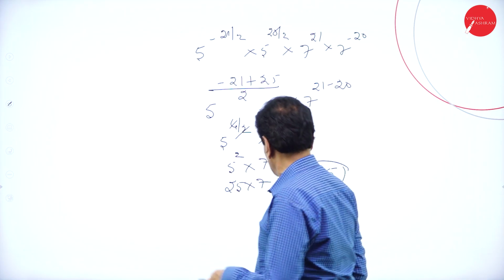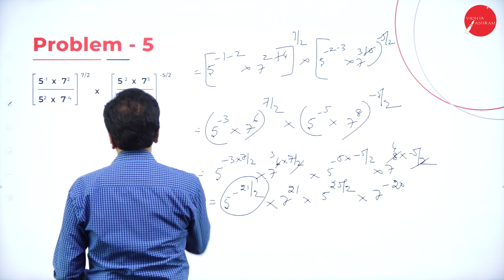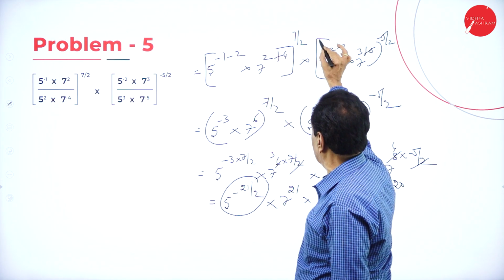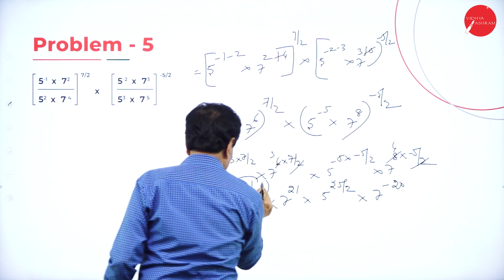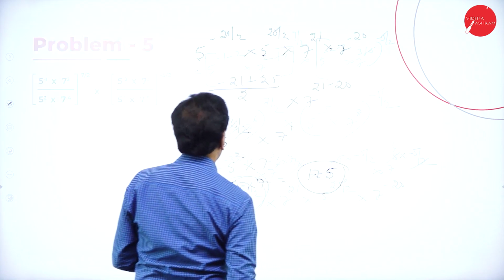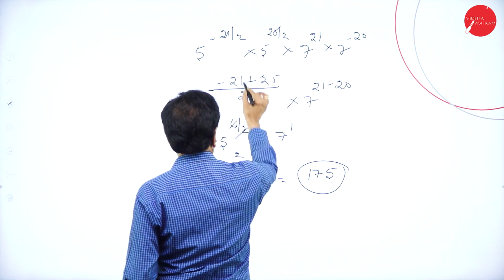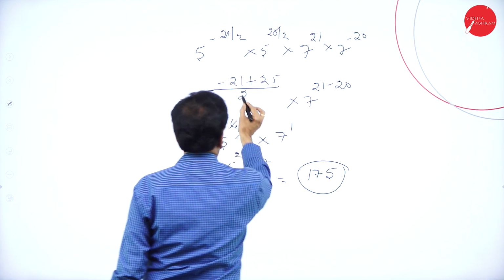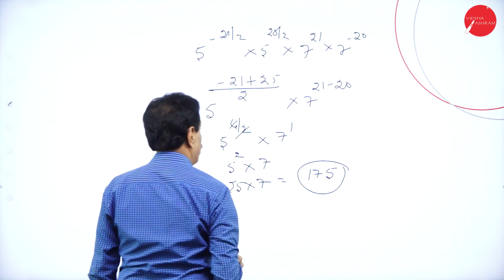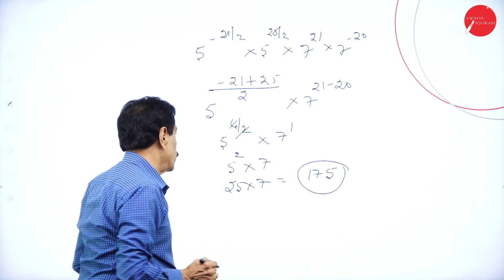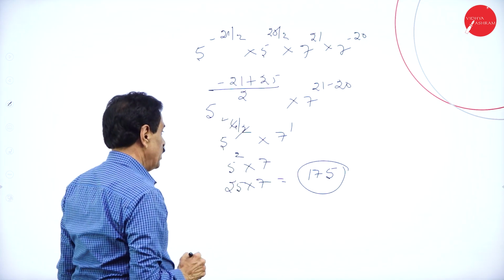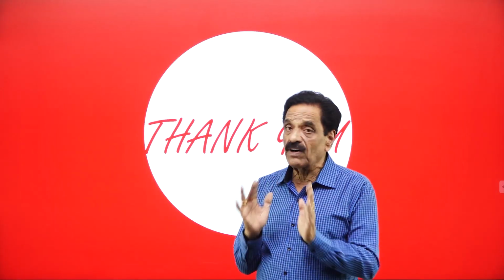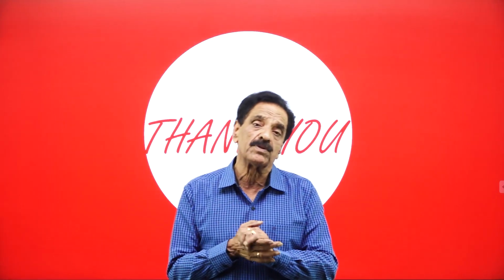Hope you understand this. What I did, once again: 5 to the minus 1 minus 2 I have taken, 7 2s I have taken. I took the simplification, one side 5, then made the simplification with 5 as a base, minus 21 plus 25, so this is 4 by 2, 7 to the power of 1. This is 2 2s are square, 5 square into 7, 175. I have done all 5 practical problems and you have solved them.